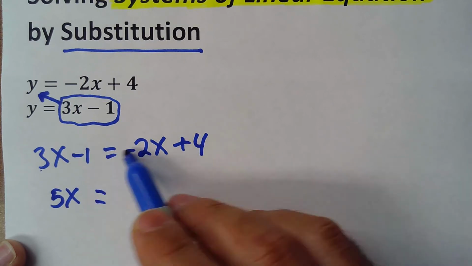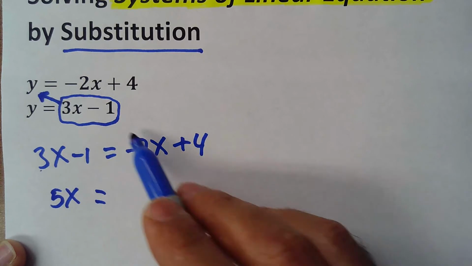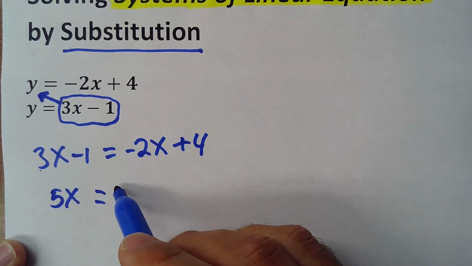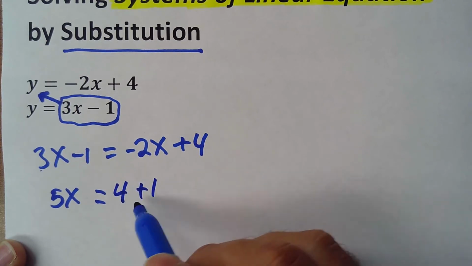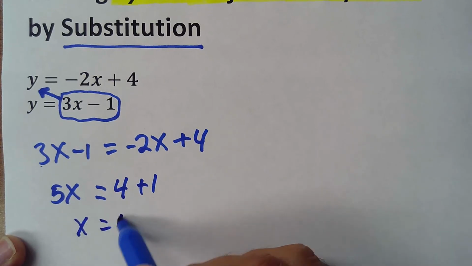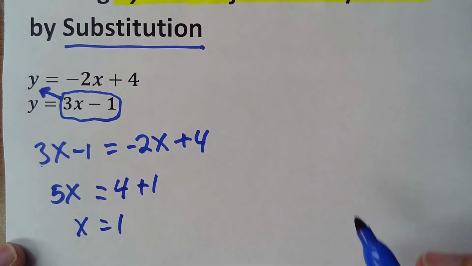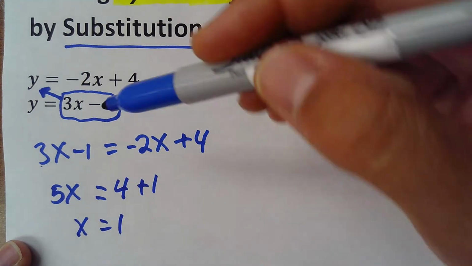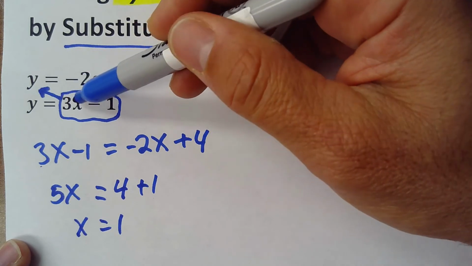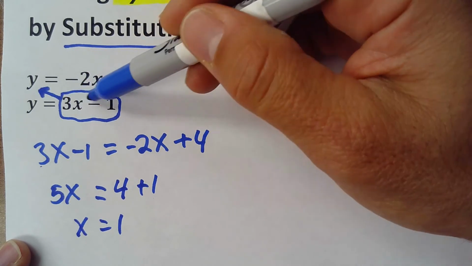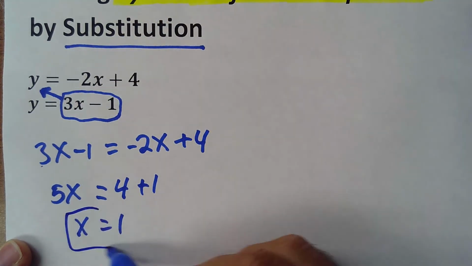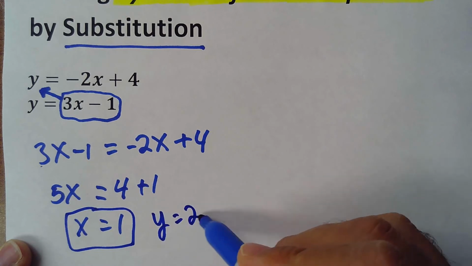When you jump the equal sign, you change the operation from negative 1 to positive 1. It's like adding 1 on both sides. So 4 plus 1 will be 5. 5x equals 5, it means that x equals 1. Once we have the value of x, which is 1, we substitute it in any of the equations. If we do it here, 3 times 1 is 3, 3 minus 1 is 2. So the value of y will be 2. So x is 1 and y equals 2.